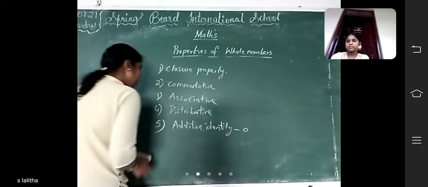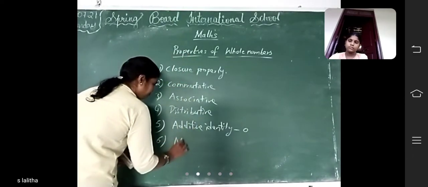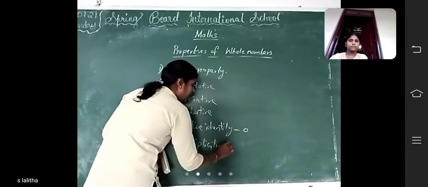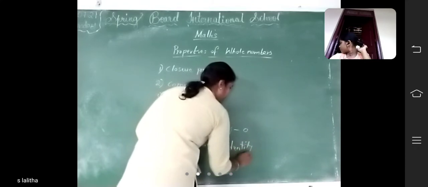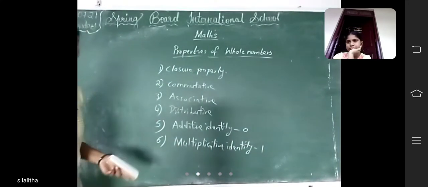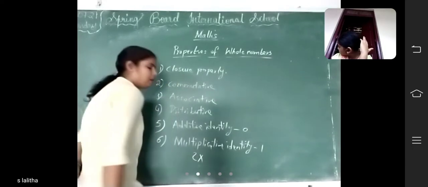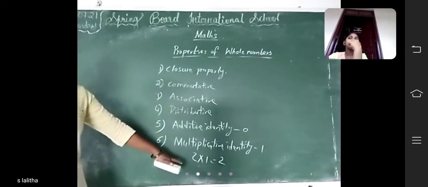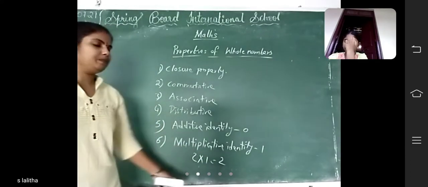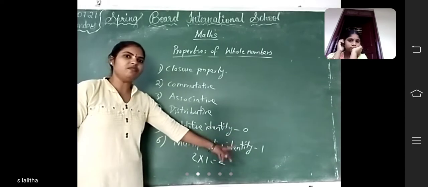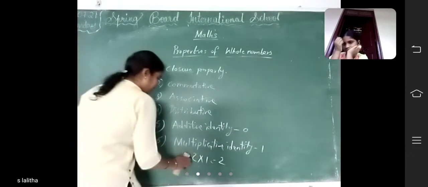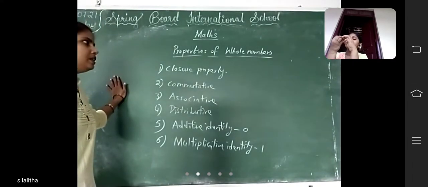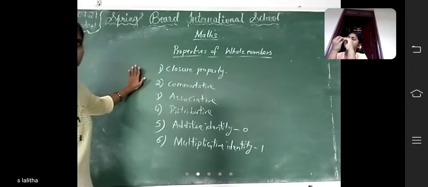And next one is multiplicative identity. What is the multiplicative identity? 1. If you multiply 1 with any whole number, we will get the same whole number. That is called multiplicative identity. So 0 is the additive identity, 1 is the multiplicative identity. Okay, children, did you understand that? These are the properties we learned in the previous class.